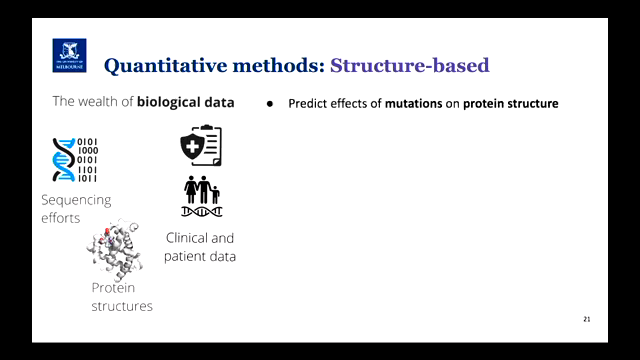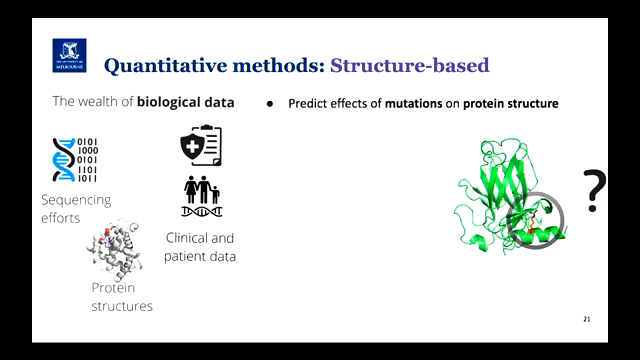So the question now is, how do we predict effects of mutations on protein structures? Given a protein structure and a specific amino acid residue, so this is the TP53 structure, and this is the arginine 248 position, I want to ask how do we predict all the potential effects and mechanisms of mutating this residue on the protein structure and function?